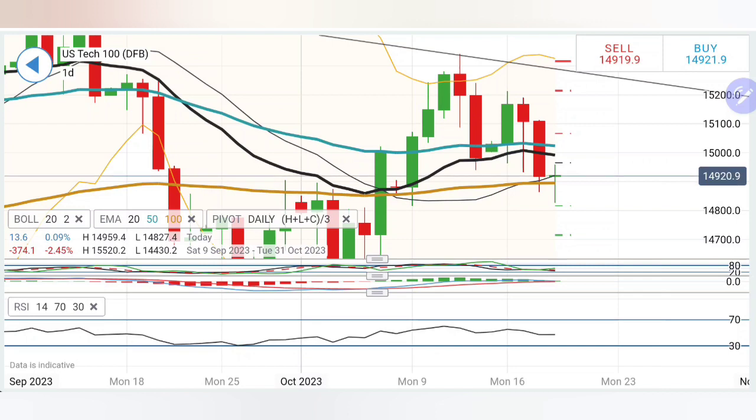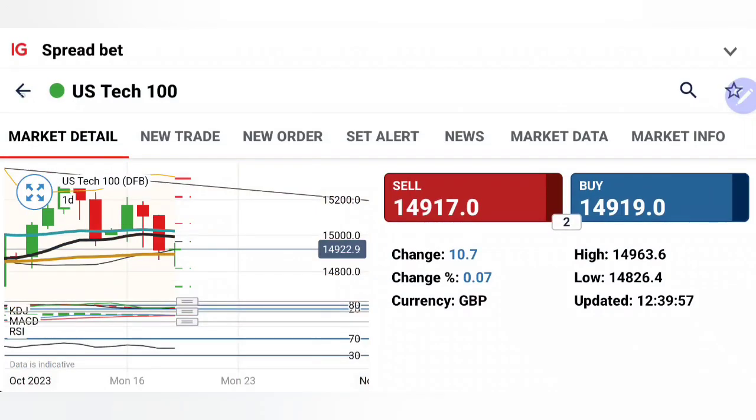On the downside, a selling entry can be taken at 14,880 levels, but then 14,850, 14,820 are going to remain the maximum support. Only if it stays below 14,800 should you treat Tech 100 as bearish. Trade accordingly. Now let's have a look at Dow Jones.